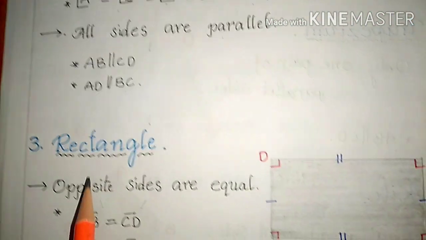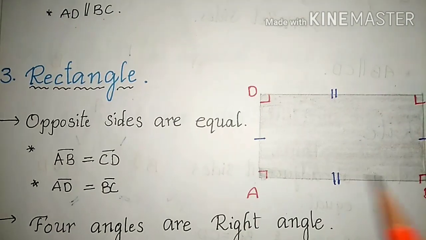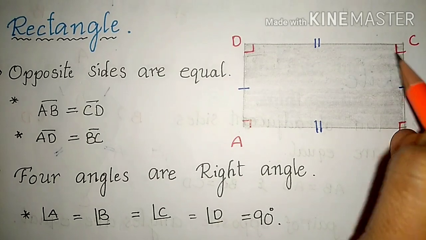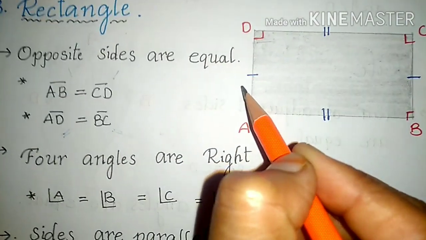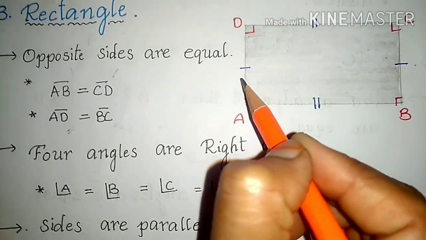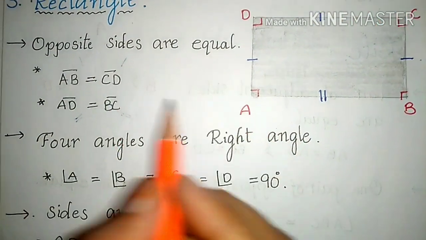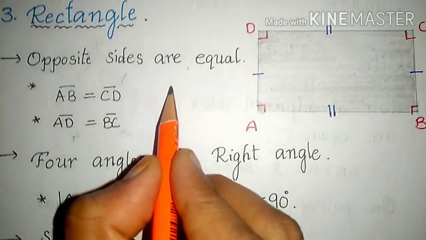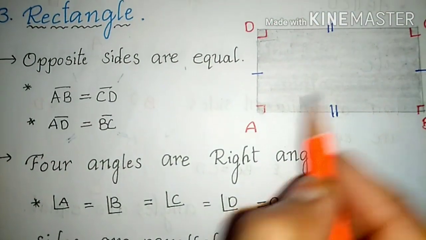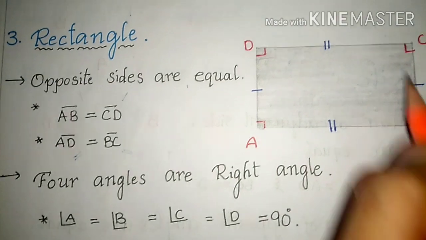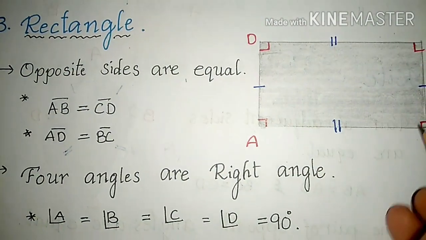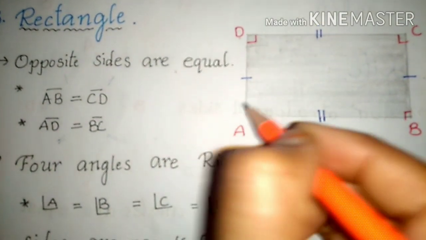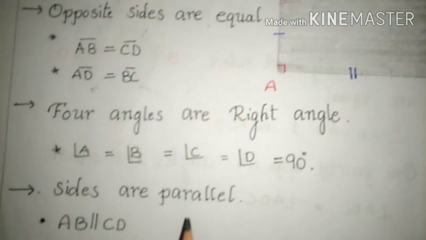Next topic is a rectangle. ABCD is a rectangle. The angles and the sides are there also. It is a simple closed figure bounded by 4 line segments. Here opposite sides are equal. In a rectangle, only opposite sides are equal. AB equal to CD, and AD equal to BC. Only opposite sides are equal.